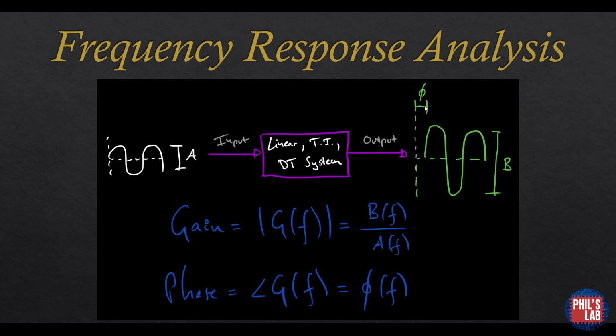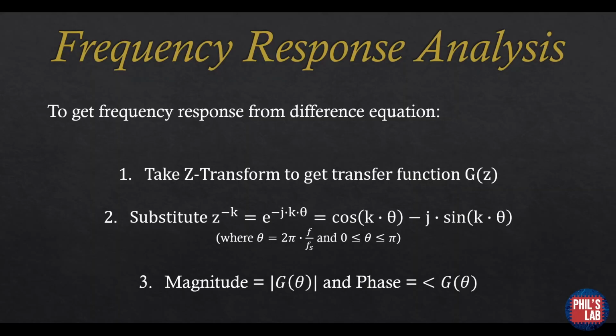Then we can determine some things called the gain, and that's typically the magnitude as a function of frequency. That's the ratio of the output magnitude over the input magnitude versus frequency. And then we of course have the phase shift, which we typically know by phi, and that's also a function of frequency. Again, we'd like to know how we can actually get the frequency response starting from a difference equation. For example, that could be from a filter or some sort of discrete time system.